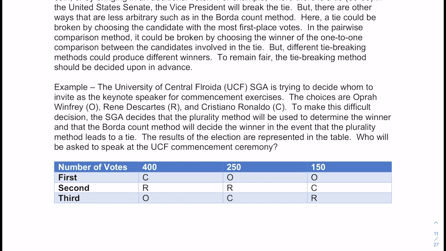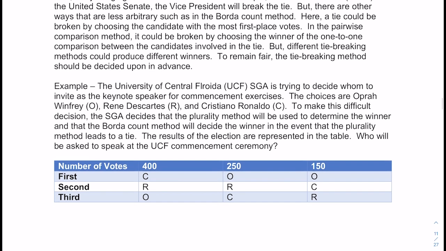Okay, so here's an example. The University of Central Florida SGA is trying to decide whom to invite as the keynote speaker for commencement exercises. The choices are Oprah Winfrey, Rene Descartes, and Cristiano Ronaldo. To make this difficult decision, the SGA decides that the plurality method will be used to determine the winner, and that the Borda count method will be used to decide the winner in the event that the plurality method leads to a tie. The results of the election are shown in the table there. Okay, so that's our preference table. So now we want to figure out who will be asked to speak at the UCF commencement ceremony.